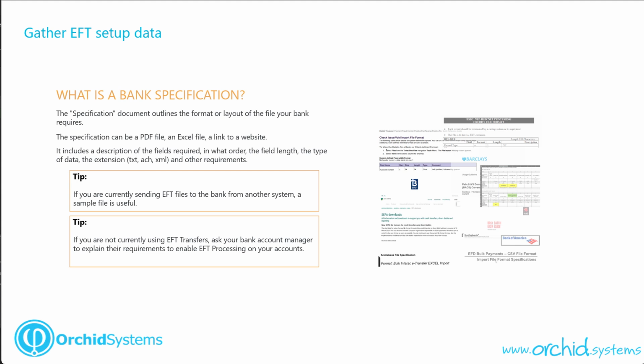Specification can be in different formats: a PDF file, an Excel file, a Word document, a link to a website. It generally includes a description of the fields that are required, in what order, the field length, the type of data, the extension that is required, TXT, ACH, XML file, and other requirements specific to the standard that the bank is using, to the country, and to the type of transaction.